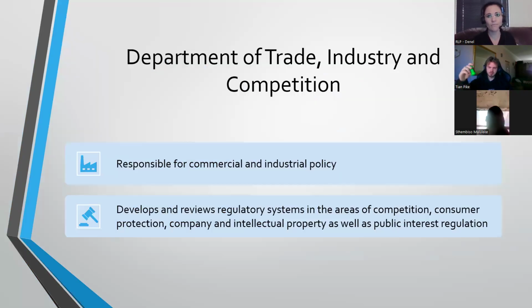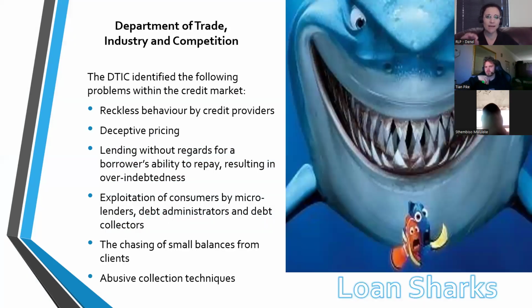Okay, cool. Now we move on to the Department of Trade, Industry and Competition. So they are actually responsible for commercial as well as industrial policy. The DTIC develops and reviews regulatory systems in the areas of competition, consumer protection, company and intellectual property, as well as public interest regulation.